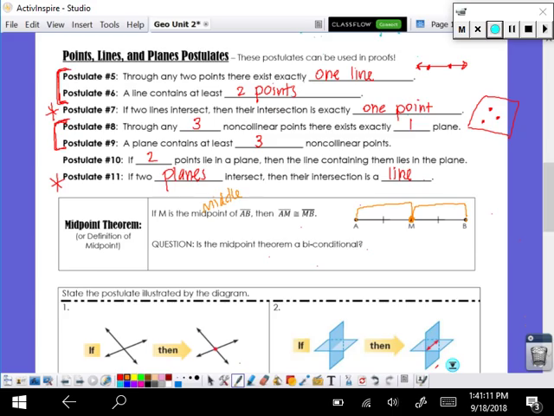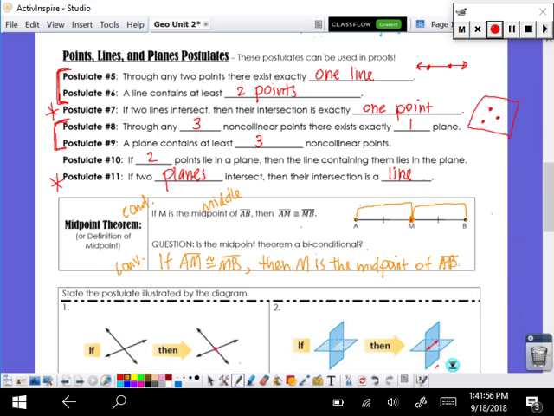So our question is, is the midpoint theorem a biconditional? So we need to know what the word biconditional means. That means, can we read that statement forwards and backwards? Is the conditional true and is the converse true? So we are given this conditional. We need to write the converse. So I'm going to rewrite this as the converse. We're going to switch the hypothesis and conclusion. So if AM is congruent to MB, then M is the midpoint of AB.